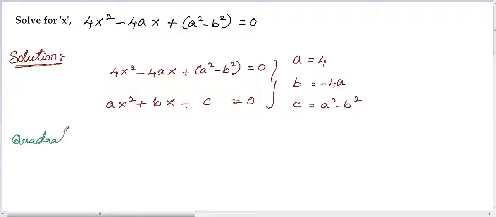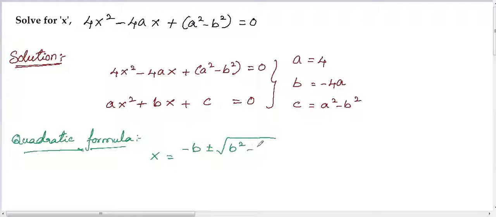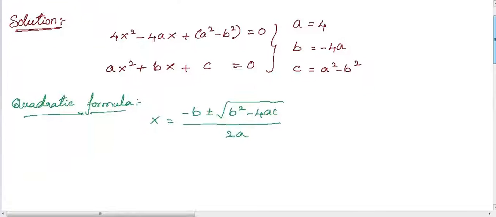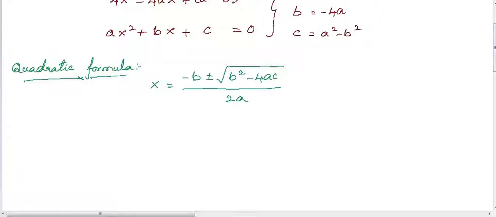The quadratic formula is x is equal to minus b plus or minus square root of b square minus 4ac, whole divided by 2a. Plug the a, b, c values into this quadratic formula and find the values of x.